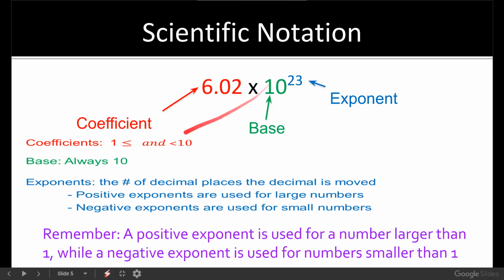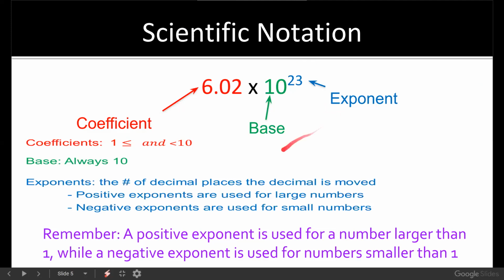The base, in this case, it's always 10. So luckily for us, we're using base 10 and not something else that you might do in other math classes, like other bases. So we're not going to have to worry about those other ones. So it's always base 10. It's always just going to be times 10 to the whatever power, and the exponent.